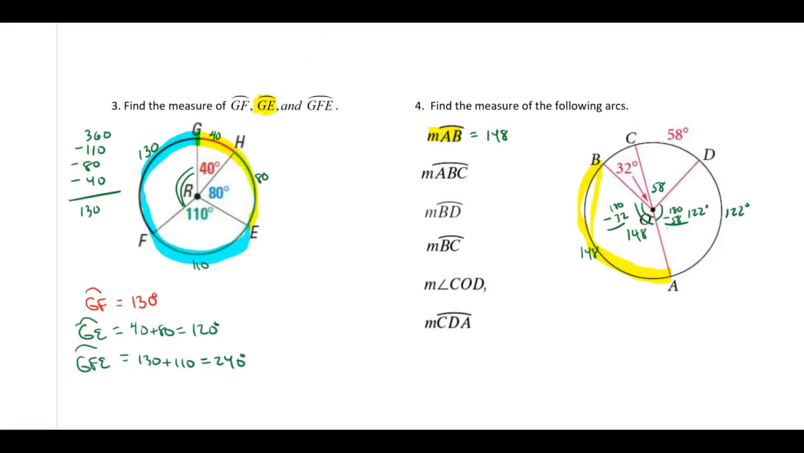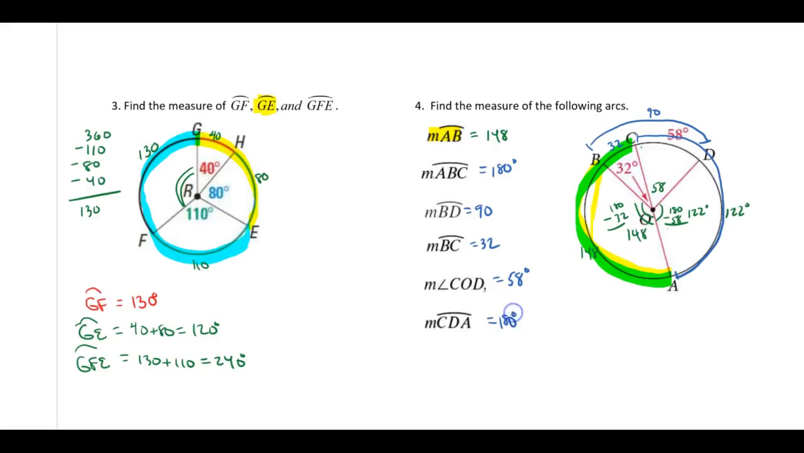Now arc ABC, A to B to C. Since A and C are the endpoints of a diameter, right away I know that's exactly half a circle, or 180 degrees. Now from B to D, right? From B to D, 58 plus 32 is going to give me 90. So that's 90. B to C, I know the central angle is congruent, so that's 32. Angle COD we already found is 58 degrees. And then CDA, from C to D to A, that is exactly 180 degrees. Go ahead, try the homework, and we'll go over this next time in class.